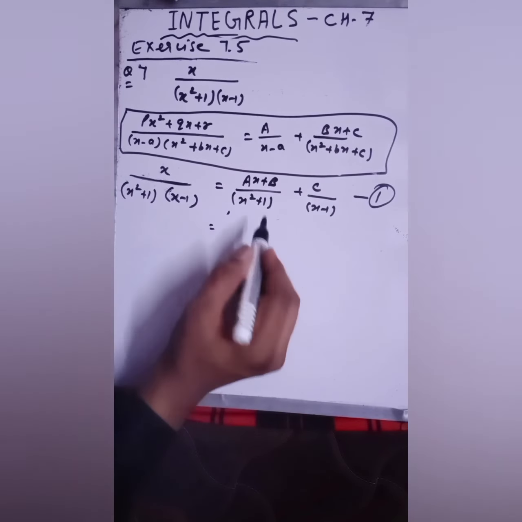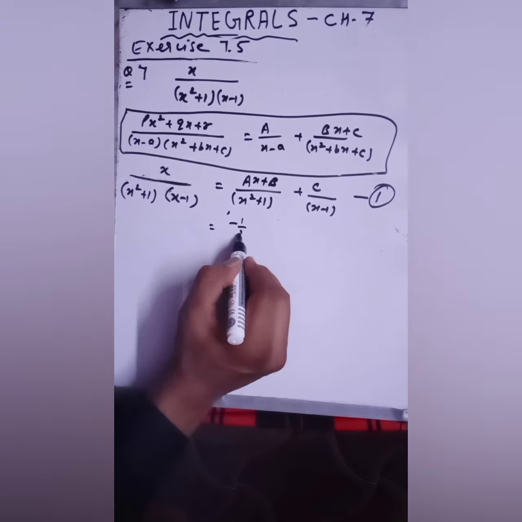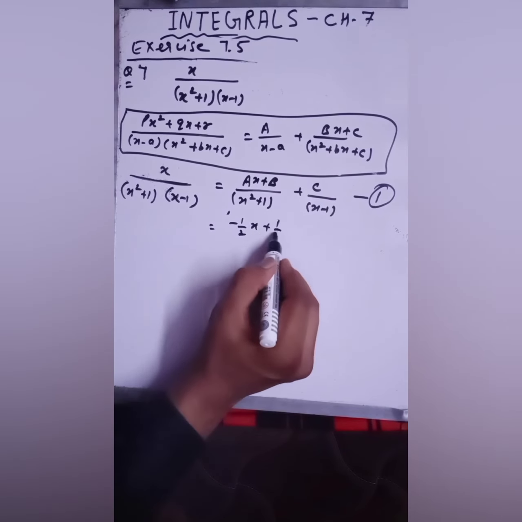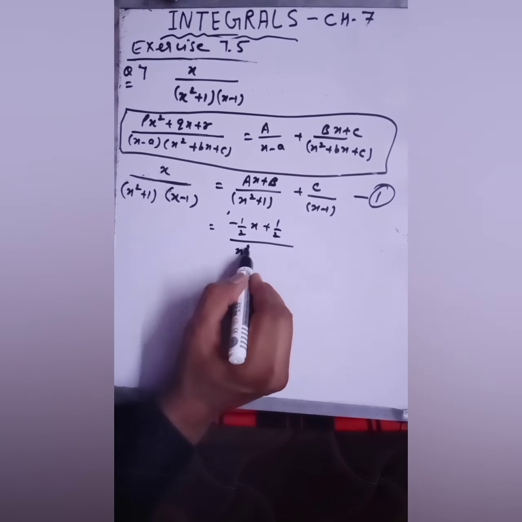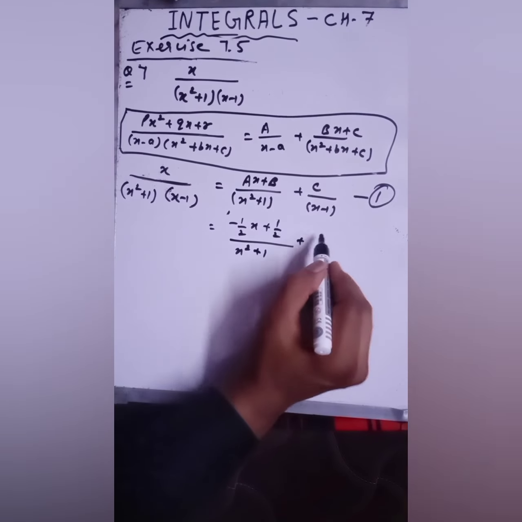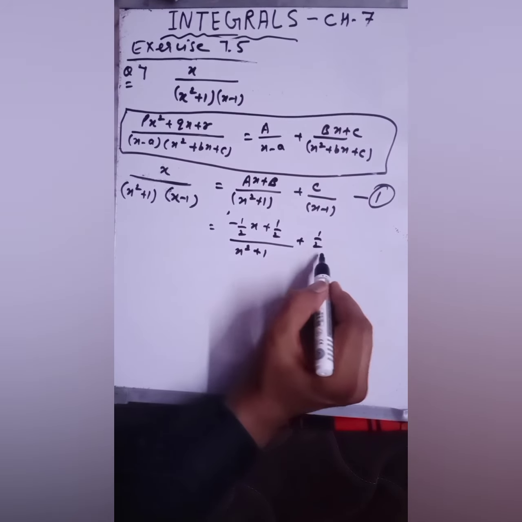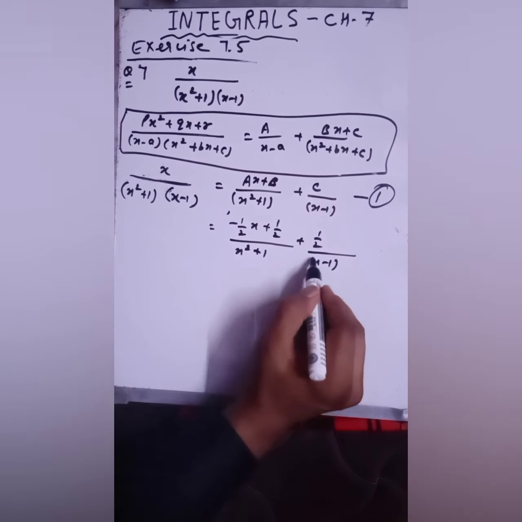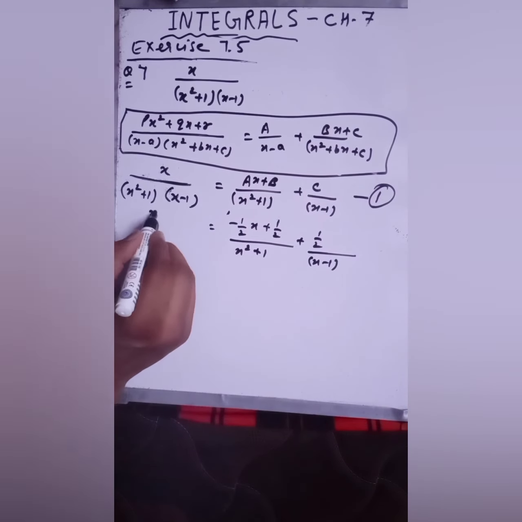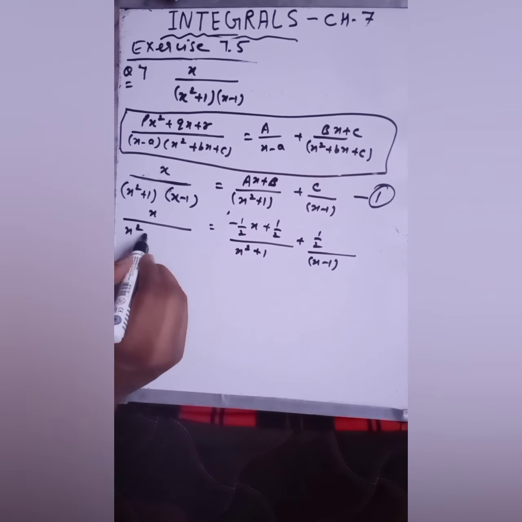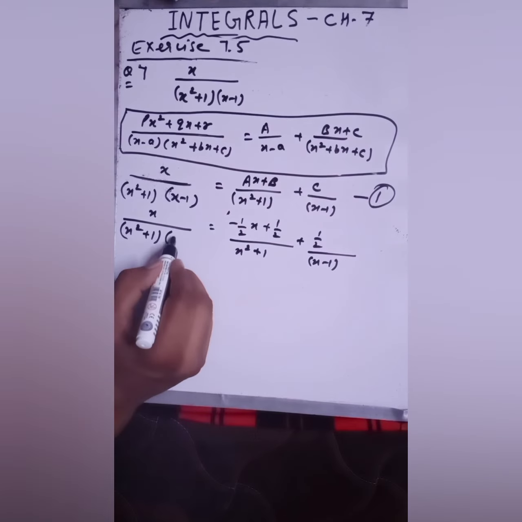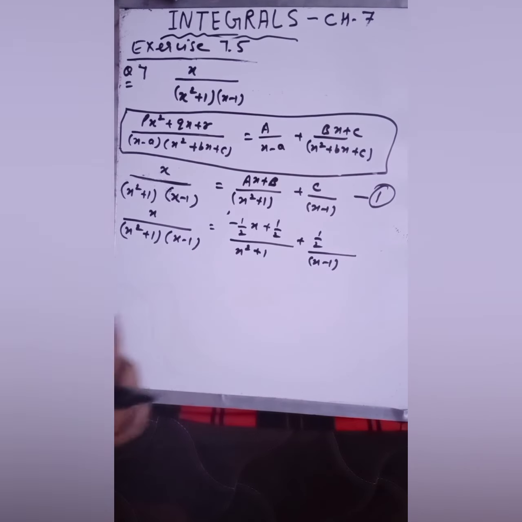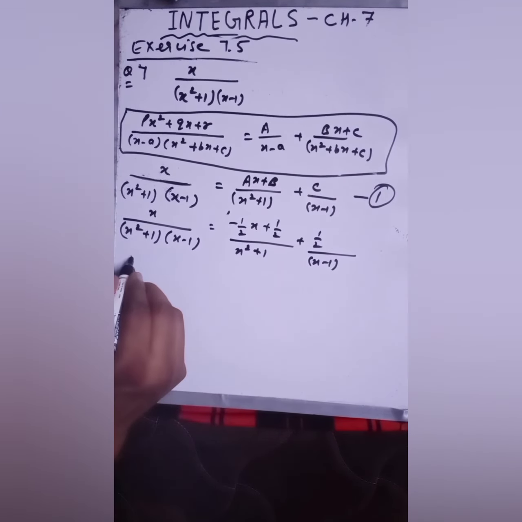Okay, now I am putting the A was minus 1 by 2. This is your 1 by 2 over x square plus 1. This is also your 1 by 2 over x minus 1. And the same fraction you have to copy here. Got it? Now I am taking integration sign both sides.